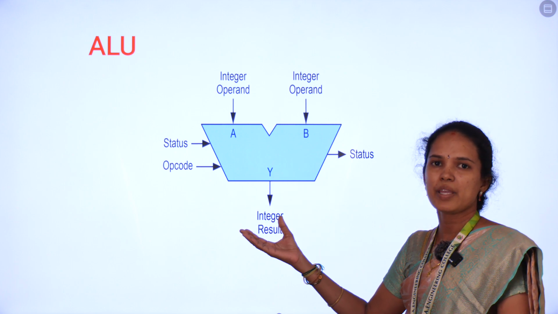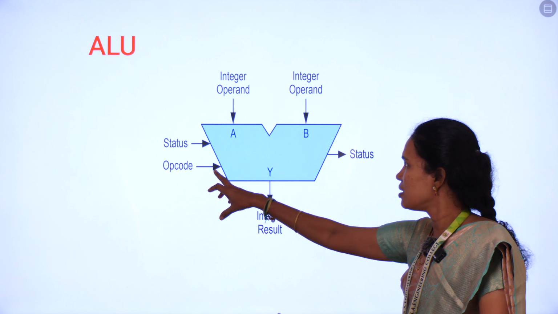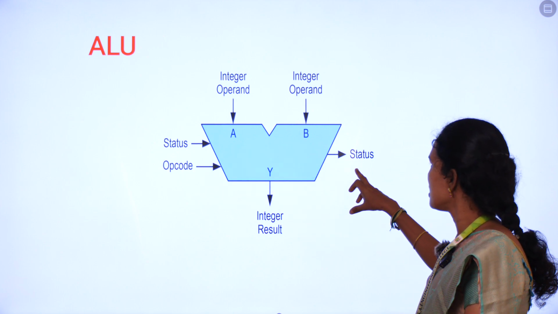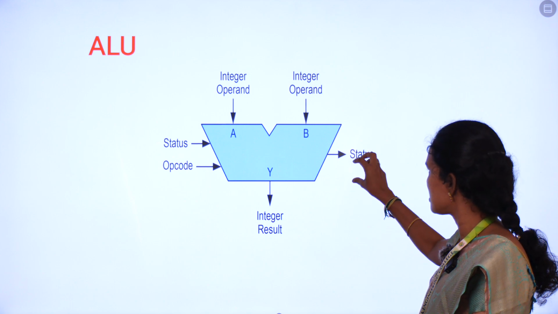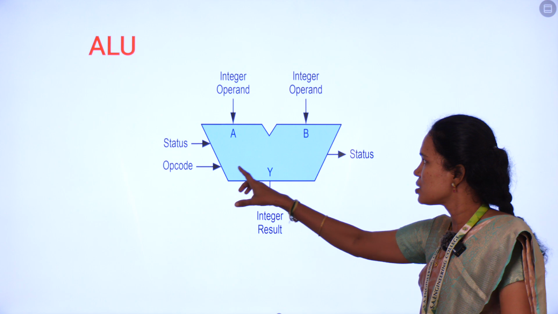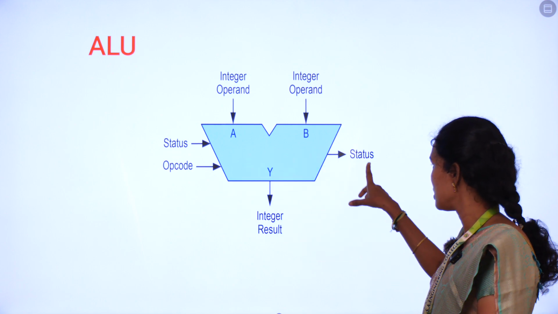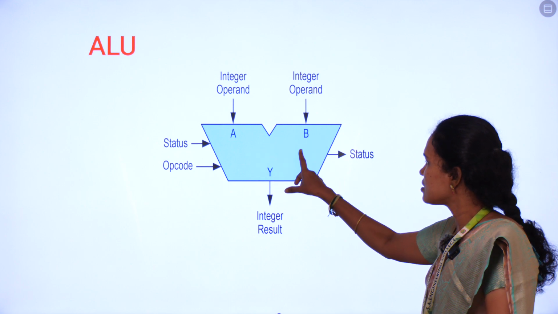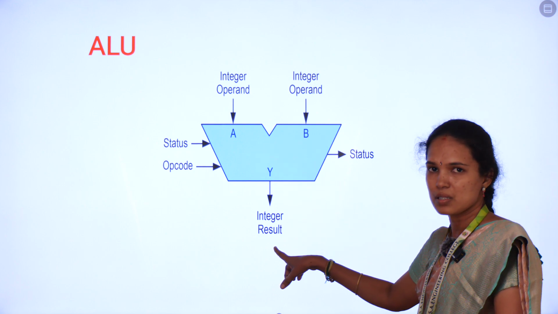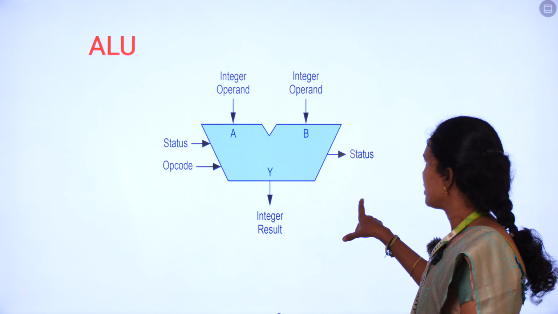That carry out will be an input for the next operation. Okay, so this is a carry out status and this is a carry in. This output will be input for some other operation. So these are the two statuses: one is carry out and another one is carry in. So the final result will be obtained as an integer result. So this is the basic ALU diagram.